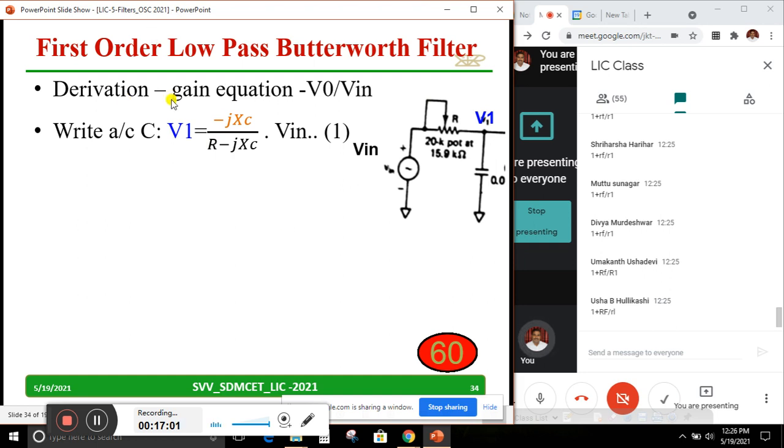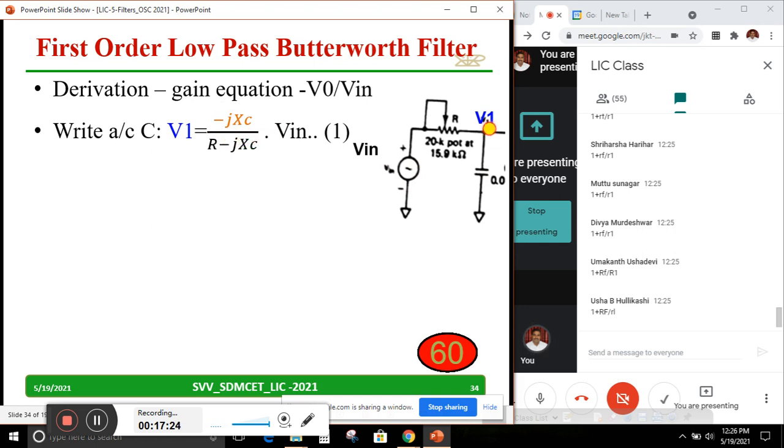See the derivation we are going to do for the gain, and write the voltage across the C. All of us know this from network analysis: minus jXC divided by R minus jXC, into whatever input I am applying, V. This is the equation I am writing. Hope all of you can understand step by step. Don't copy down, I will give the time also. First understand what I am explaining.